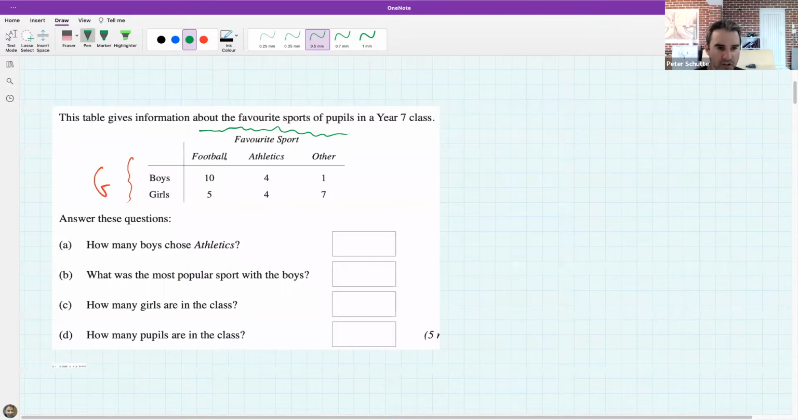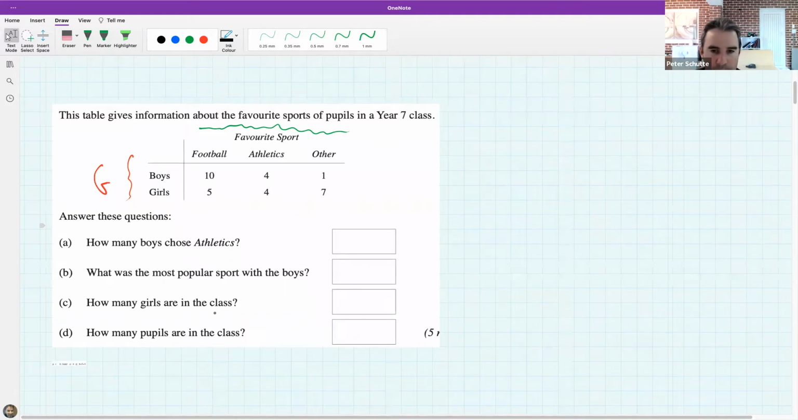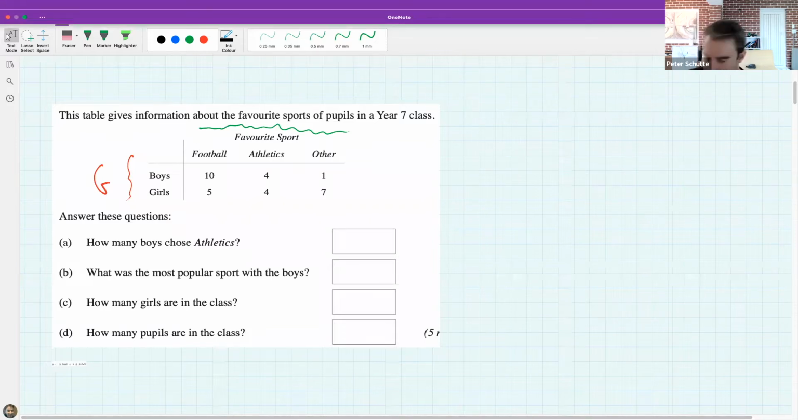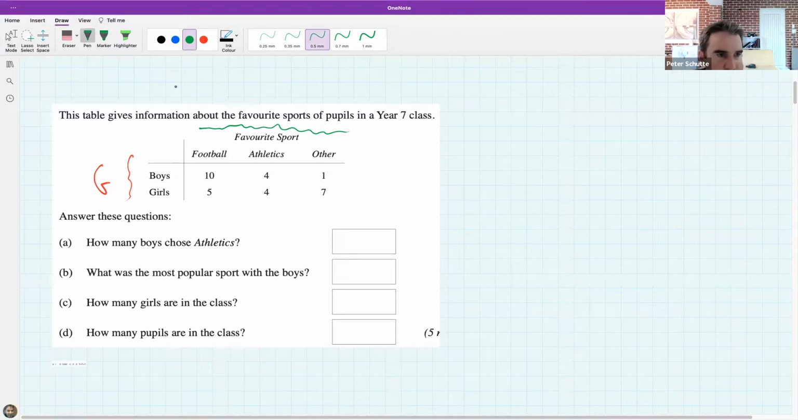Now, I want to ask a few questions about the table. Can you start by giving me the answers to these four questions in the chat, just by looking at the data in the table? And then you can pop them in the chat. And if you have a question, just raise your hand. Okay, you guys are on the money.